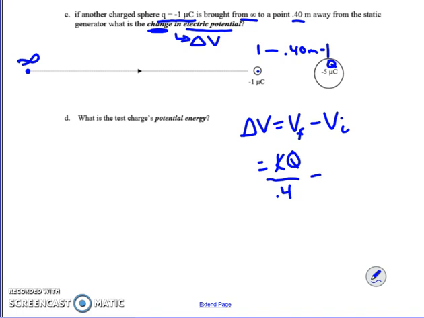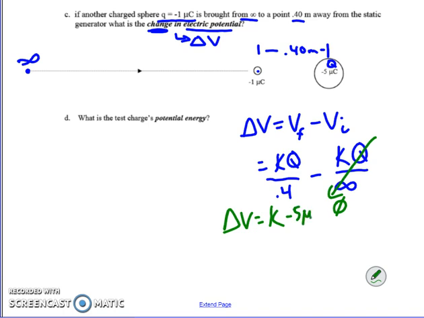Minus, well, what was our initial state? Well, there's k, it's still Q from our field charge. We're just how far away? Infinitely far away. Now, hopefully you've learned at some point in math that when you divide by infinity, that's essentially zero. So our final answer is that our change in potential is equal to 9E9, I'm not going to put in numbers, times, I will put in -5 microcoulombs, not converting that micro, all over 0.4.